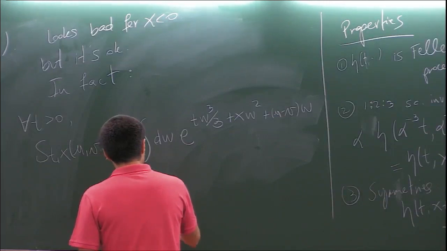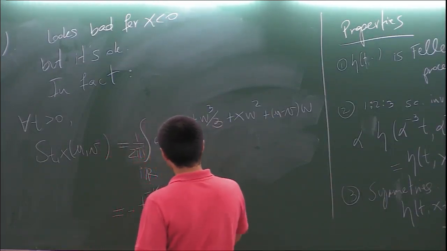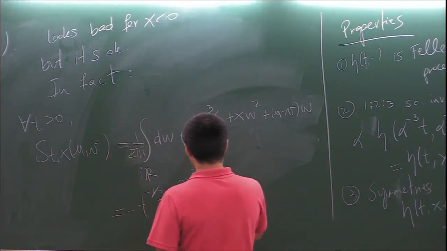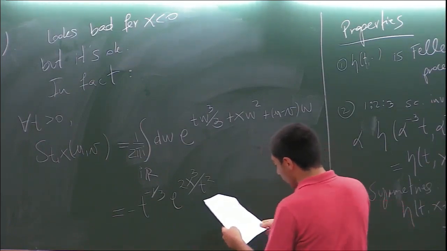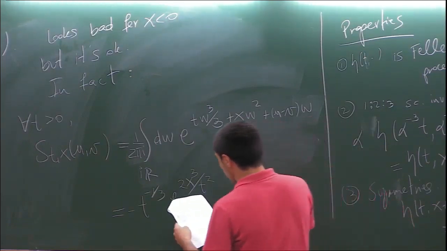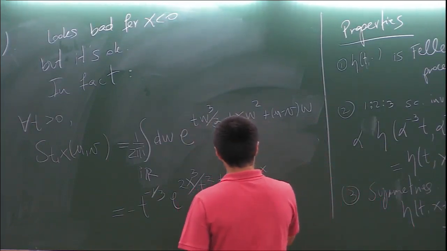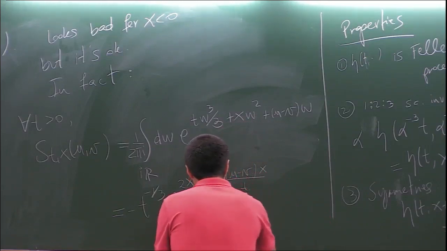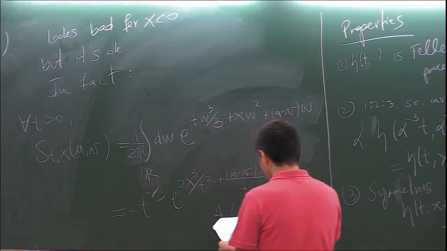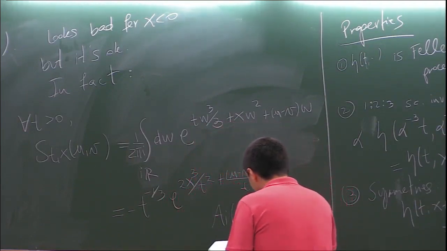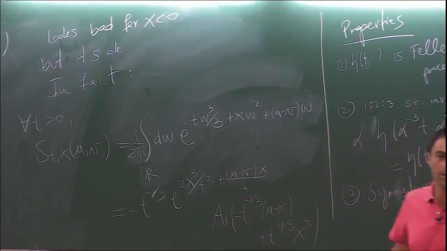This equals minus t to the minus a third e to the 2x cubed over t squared. And now I'm going to get it wrong. So we won't use this, but I just wanted to write it because it's completely explicit. Plus u minus v x over t times the Airy function of minus t to the minus a third, u minus v plus t to the minus 4/3 x squared.